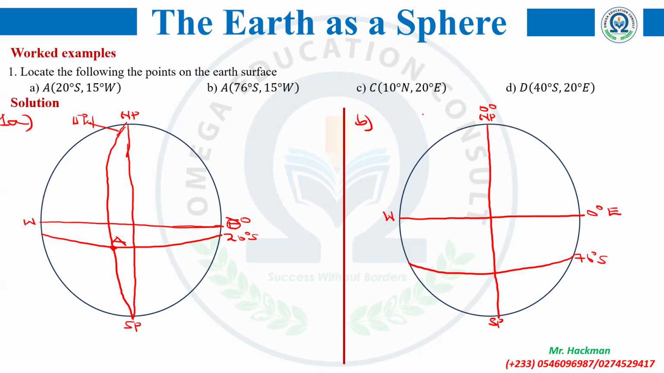Then I go to my longitude. Longitude is again 15 degrees west. So west is to the side. So that one you will draw this way. So this is your 15 degrees west. Where the 76 degrees south and the 15 degrees west meet, which will be this point, is what we are going to label as our point A.